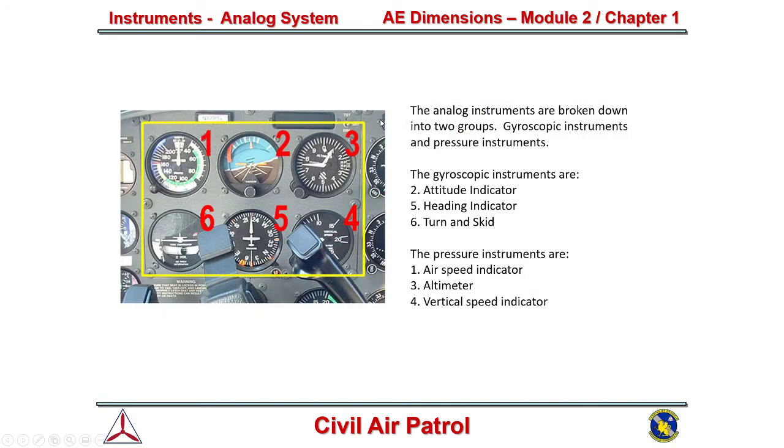Moving on. Again, we already went through these, so I'm not going to read them again, but this is your six-pack of instruments. The gyroscopic instruments specifically are the attitude indicator, heading indicator, and turn and skid. You need to know that. The pressure instruments are the airspeed indicator, altimeter, and the vertical speed indicator.